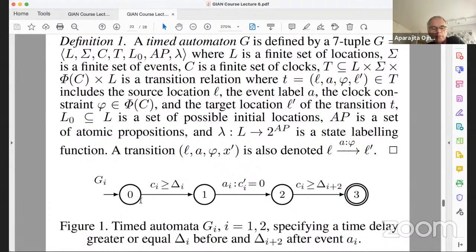This is exemplified here. Start in state 0, go to state 1, and then the clock corresponding to i equals 1 and 2. So let's assume that i is equal to 1, G1. If C1 is greater than delta 1, then you can make a transition from 0 to 1. And in that case, we also have an event A1, which means that this model can be synchronized with another system, which also wants something to happen at the same time.